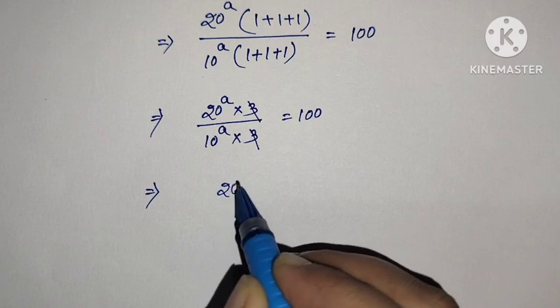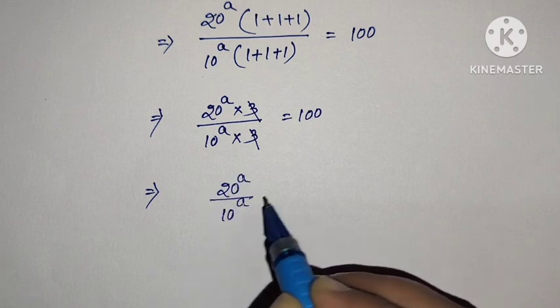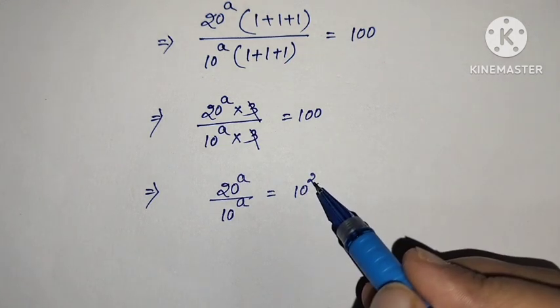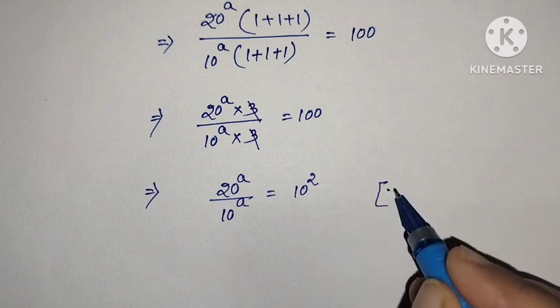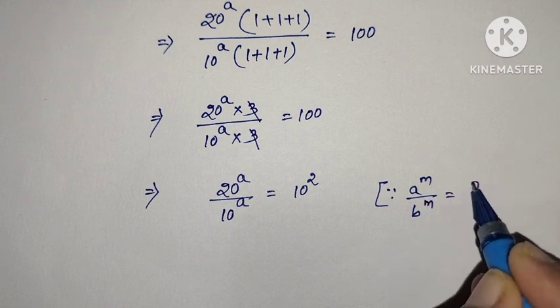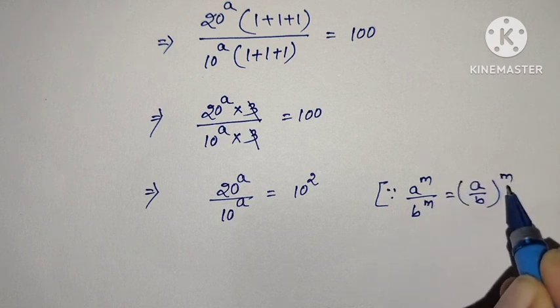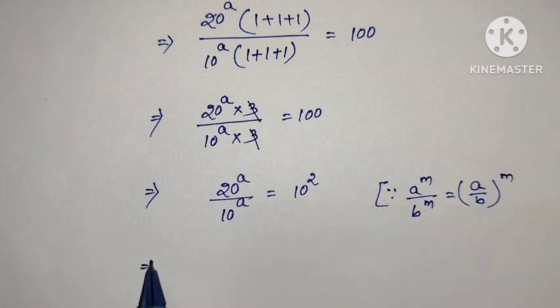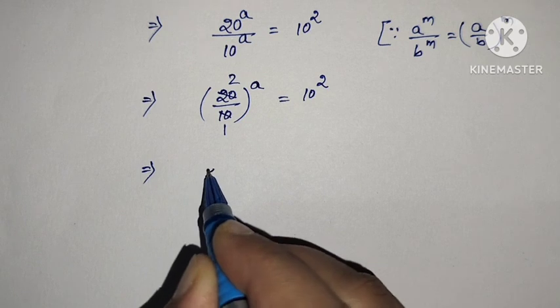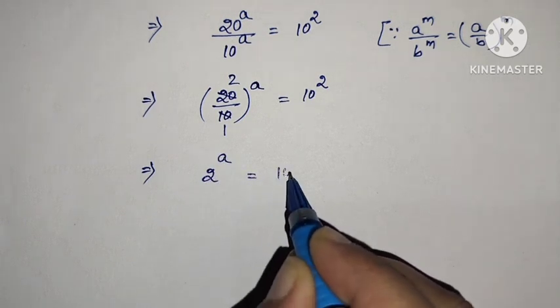Then 20 to the power a by 10 to the power a is equal to 10 to the power 2. 100 we split 10 to the power 2. Yes, we know a to the power m by b to the power m is equal to a by b whole to the power m. We apply here. 20 by 10 whole to the power a is equal to 10 to the power 2. 20 by 10 is 2. 2 to the power a is equal to 10 to the power 2.